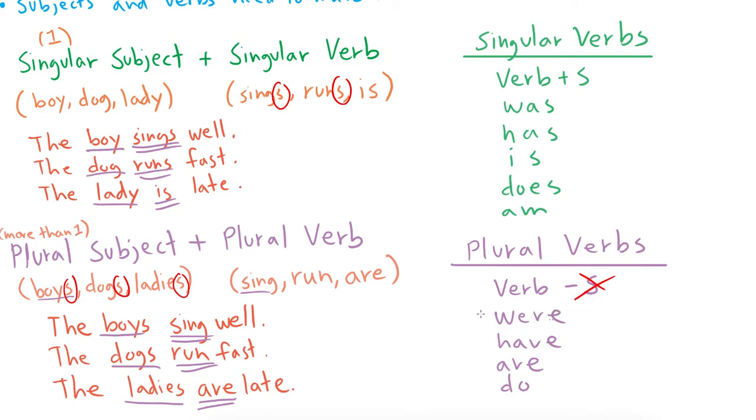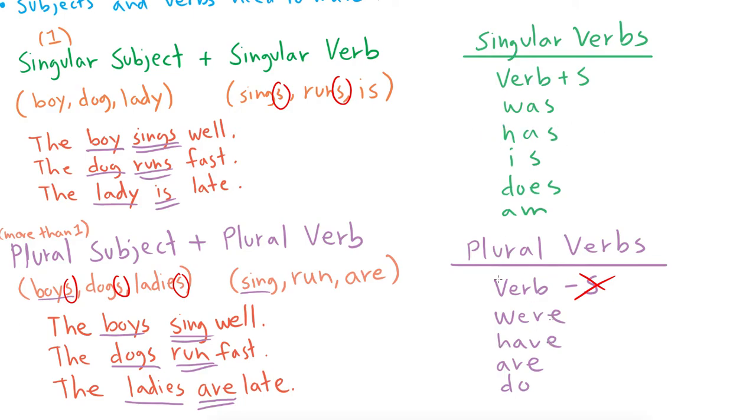So, if the verb doesn't make sense to you, then you know that it works for a plural. If you're using a single subject like boy, and you're saying it with a verb, and it doesn't make sense, you know that the verb is a plural. So, the boy have toys. That does not sound right. The boy has toys. Makes more sense, right?